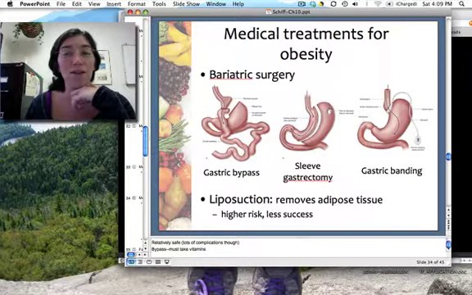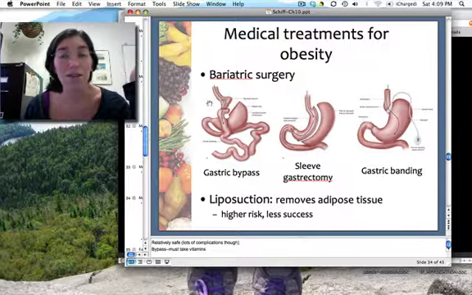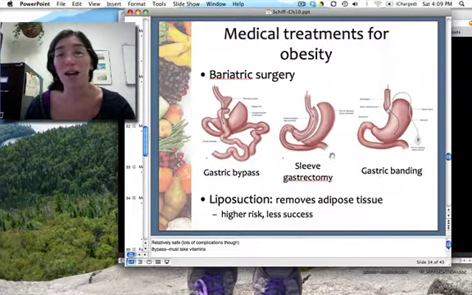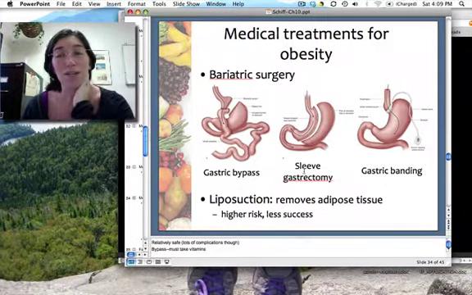Another type of gastric surgery is the sleeve gastrectomy, which cuts off a large portion of the stomach. It reduces the size of the stomach the same way this surgery does. So the stomach is smaller, so you eat less. But it doesn't bypass the small intestine, so you still get good absorption and digestion. So you don't have to go on vitamin supplements or anything like that.